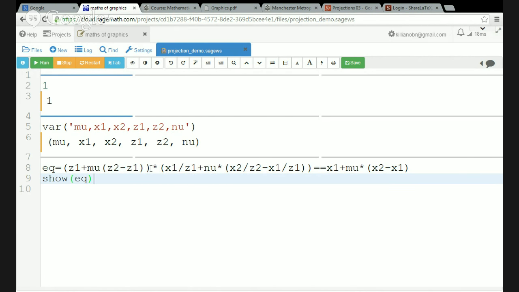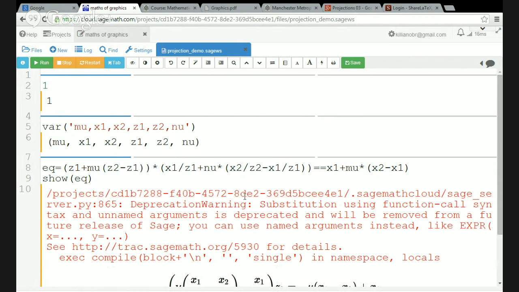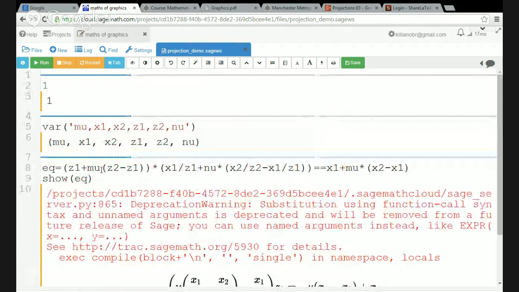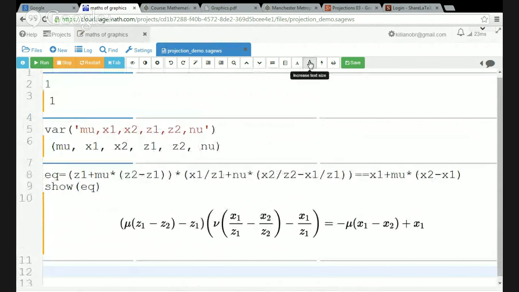I'll get it to show me the equation. It should show me a nice typeset version of the equation. I've missed out a multiplication sign there. Okay. Does that look right? Everyone agree that that's the equation we want to solve after we substitute A into B?